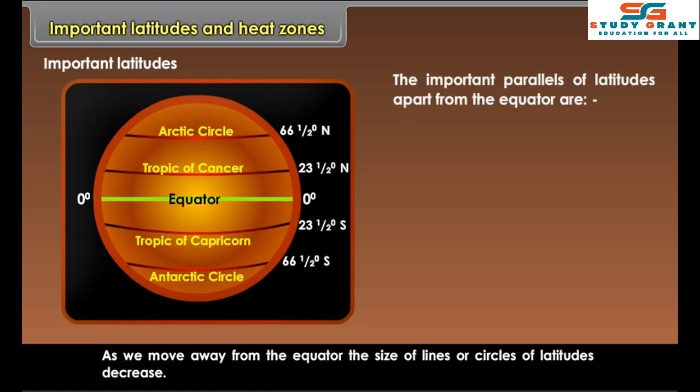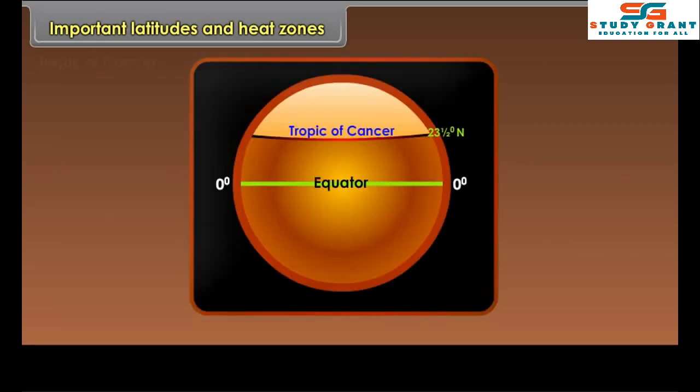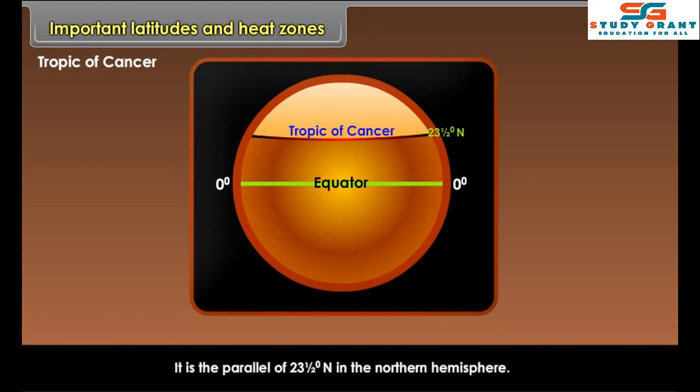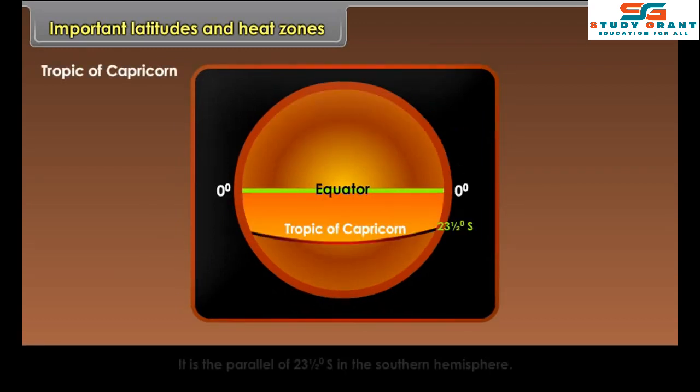The important parallels of latitudes apart from the equator are Tropic of Cancer, Tropic of Capricorn, Arctic Circle, Antarctic Circle. Tropic of Cancer. It is the parallel of 23.5 degrees north in the Northern Hemisphere. Tropic of Capricorn. It is the parallel of 23.5 degrees south in the Southern Hemisphere.